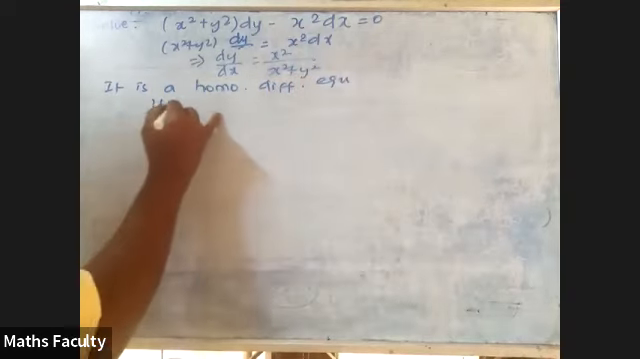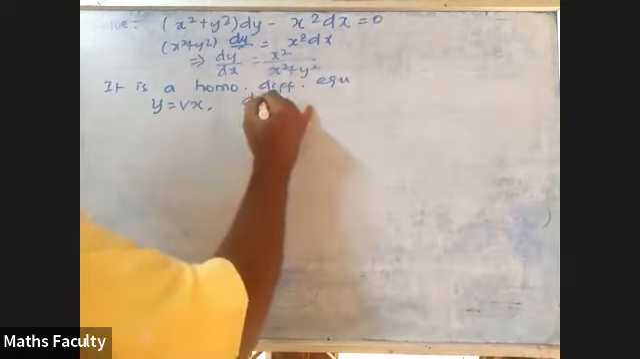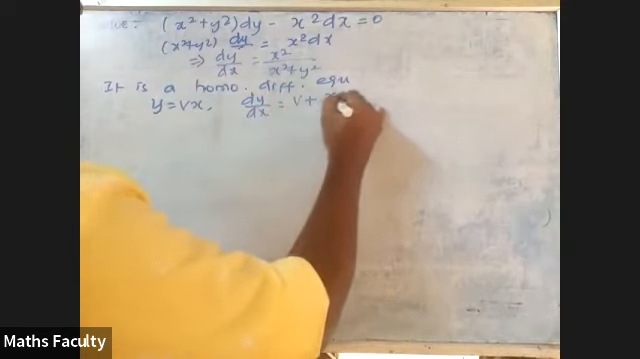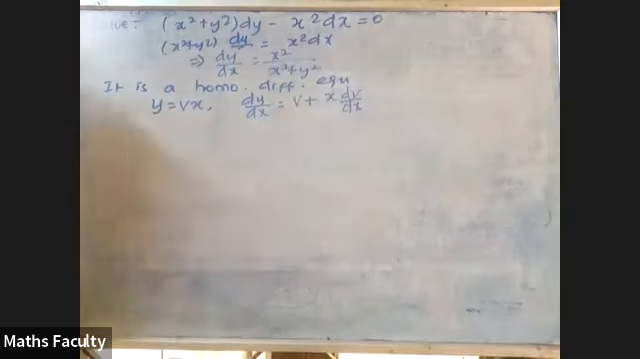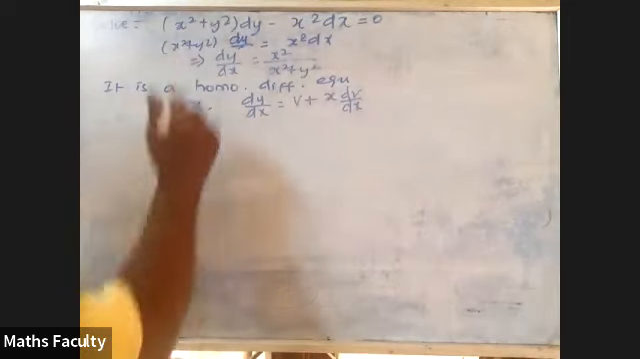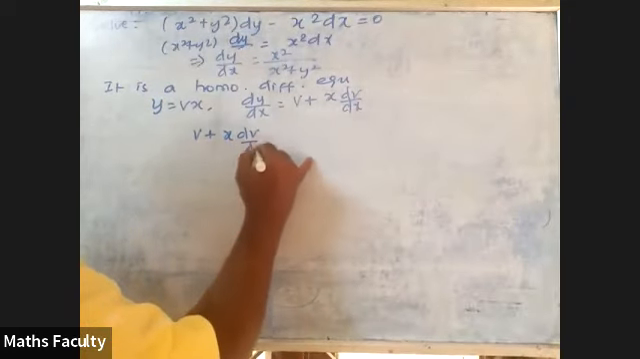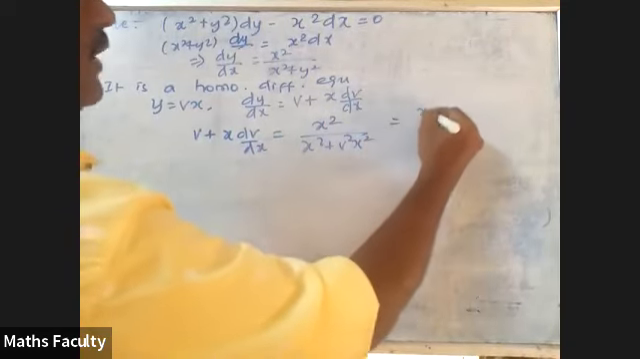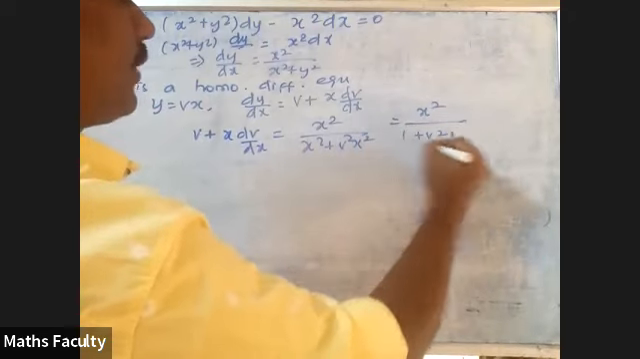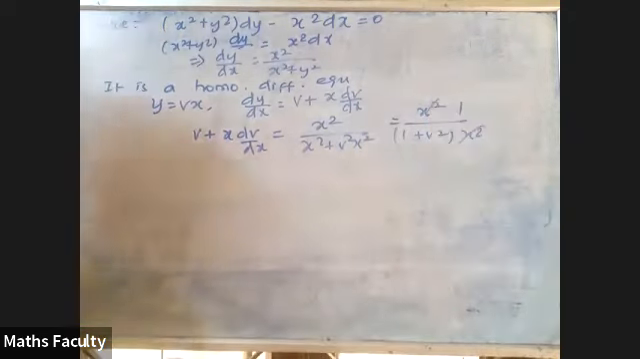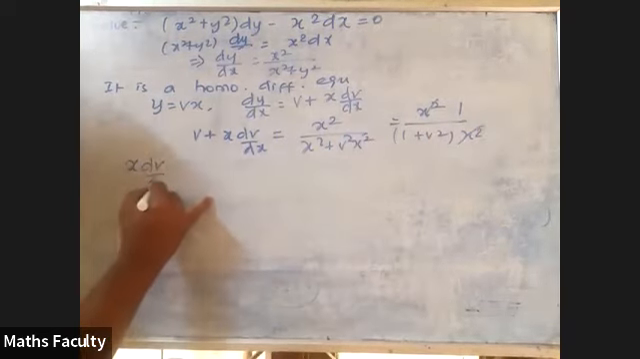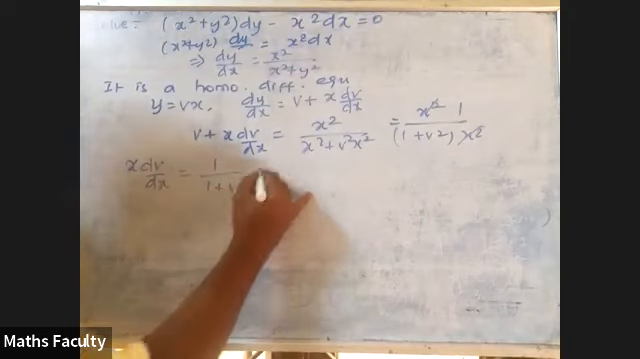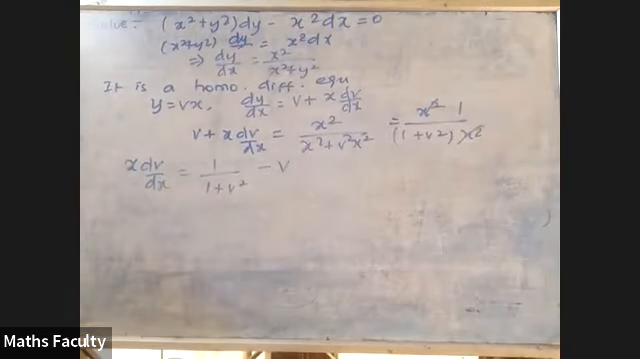Now I can write this as, put y is equals to vx, then dy by dx is equals to v plus x into dv by dx. Now you substitute: v plus x dv by dx is equals to x square. Wherever y comes, you put vx, that is v square x square. Now you take common, we'll get 1 plus v square into x square. x square cancel. Now I can write this as x dv by dx is equals to 1 divided by 1 plus v square, minus v.